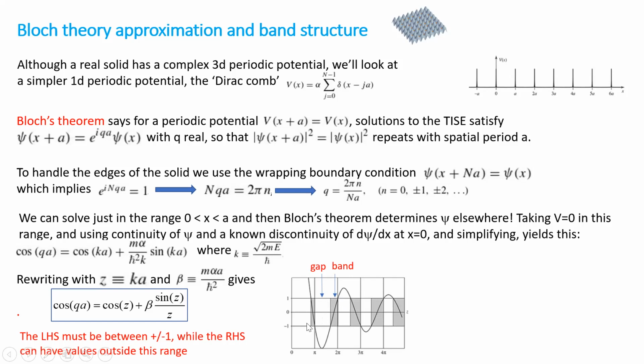The places where the right-hand side is less than minus 1 or greater than 1, here in this case less than minus 1, we call a gap, because there's no way this equation can be satisfied, and there are no energies in this particular range of Z, therefore range of K, therefore range of E. So we have alternating gaps and bands in Z, which means alternating in K, which means alternating in the energy.